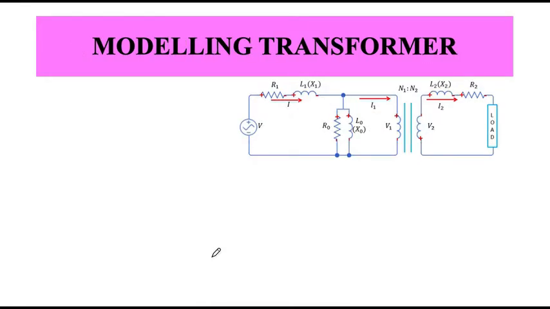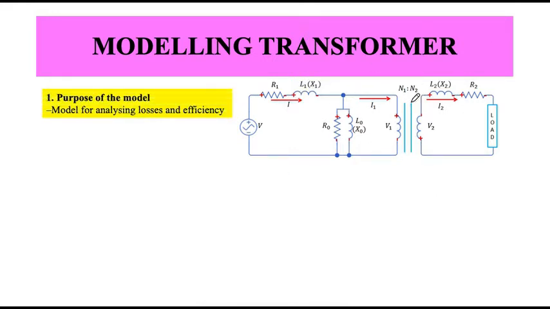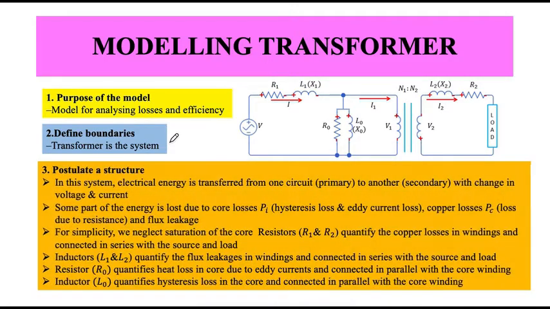So we will propose a model for analyzing loss, and in turn we could compute the efficiency. First step, we identify the purpose. Then the second step is to define the boundary, which is the transformer possibly connected to the load, and then the structure. The structure of the transformer: we will have a primary winding, a secondary winding, a voltage, and currents.